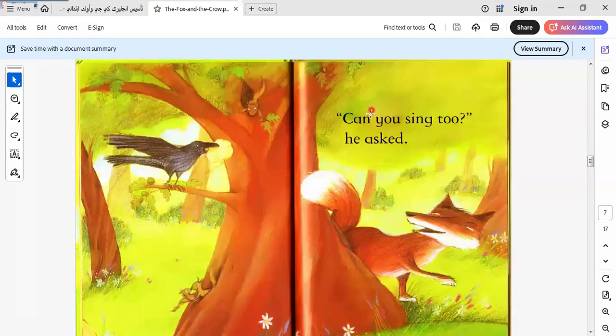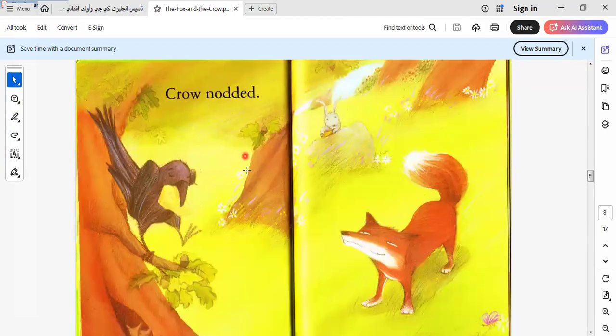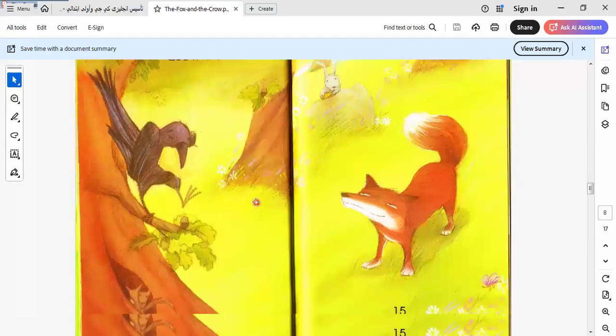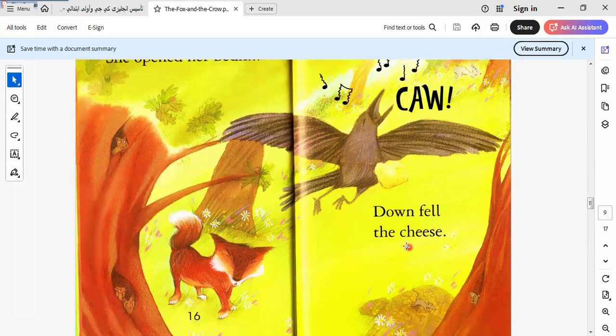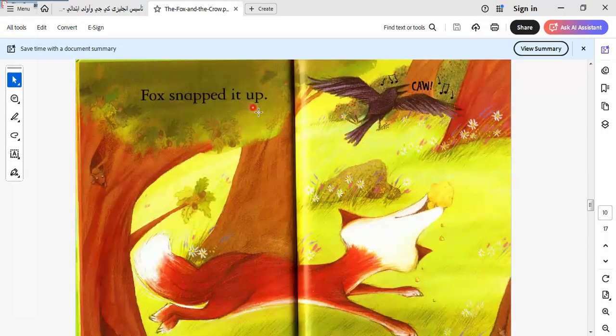Can you sing too? He asked. The fox wants the cheese. So he tells the crow to sing, so the cheese will fall. When we sing, the cheese falls and the fox eats this cheese from the crow. Crow nodded. Nodded means nodded like this. Okay. She opened her beak. Down fell the cheese.